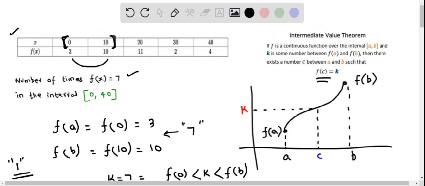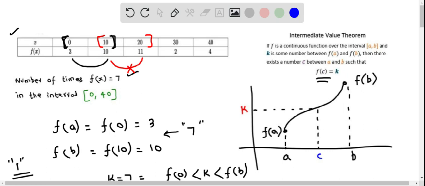Now, let's consider another interval, that is 10 and 20. In this interval, the function values are 10 and 11. Clearly, 7 does not lie between 10 and 11. Whether it is increasing or decreasing, 7 definitely does not lie between 10 and 11. So we ignore this interval.